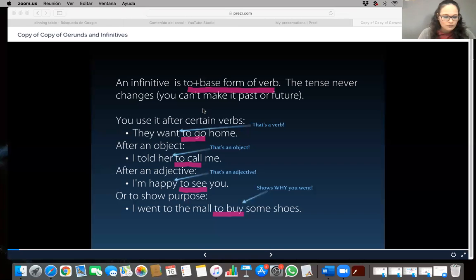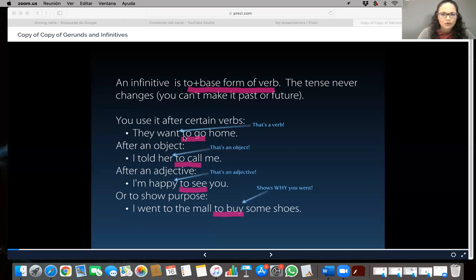There are four main rules for using infinitives. These are the four rules. The first rule says after certain verbs. I'm going to show you the list. I'm going to send you this list again. Actually, I recommend that you have this list printed for the time of the test. Use it after certain verbs.